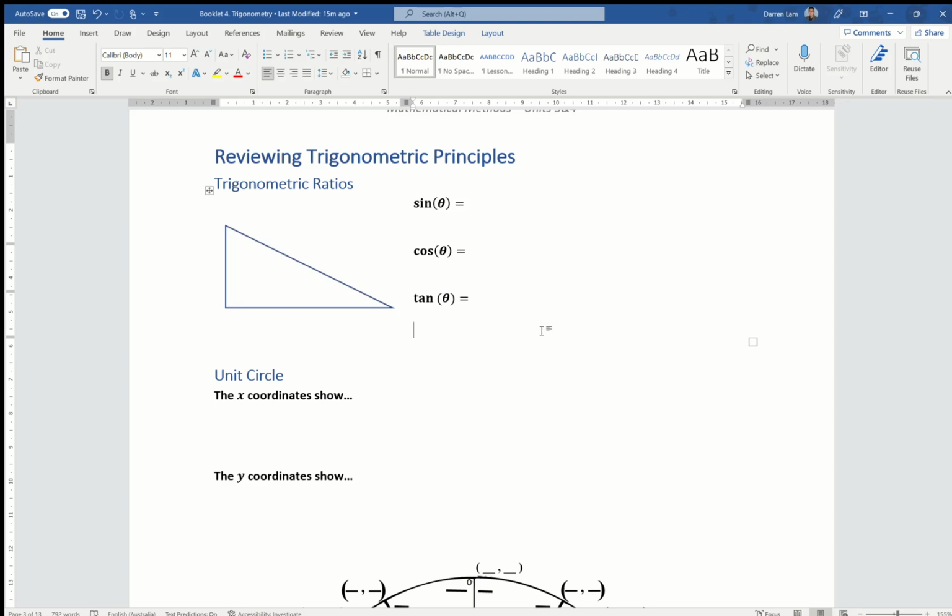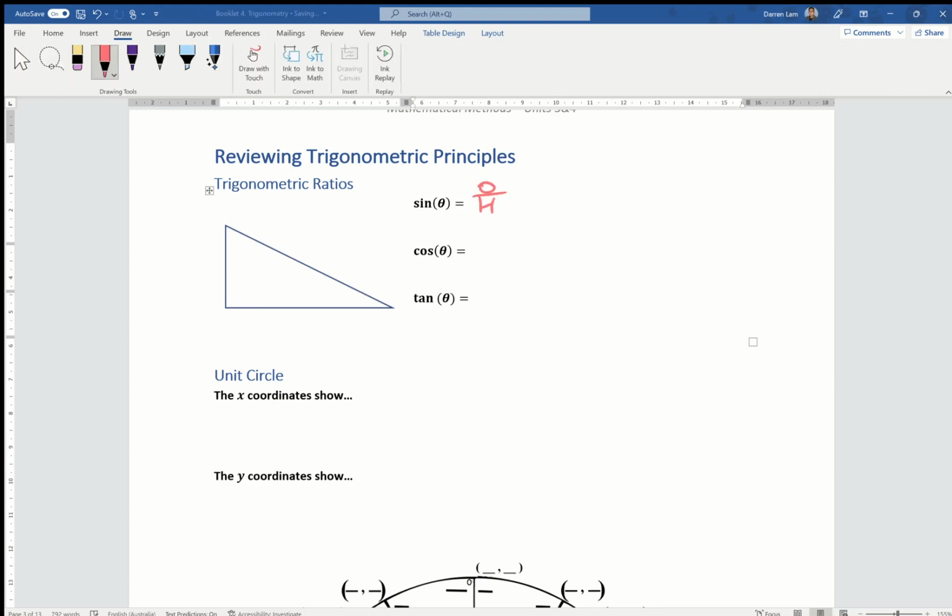To trigonometric principles. Trigonometric ratios, you guys already know this stuff from year 9, year 10. Of course, we have sine is opposite over hypotenuse. We have cosine, which is the adjacent over hypotenuse. And of course, tangent, which is the opposite over adjacent. Now, the x values show our cosine, while our y values show our sine values.